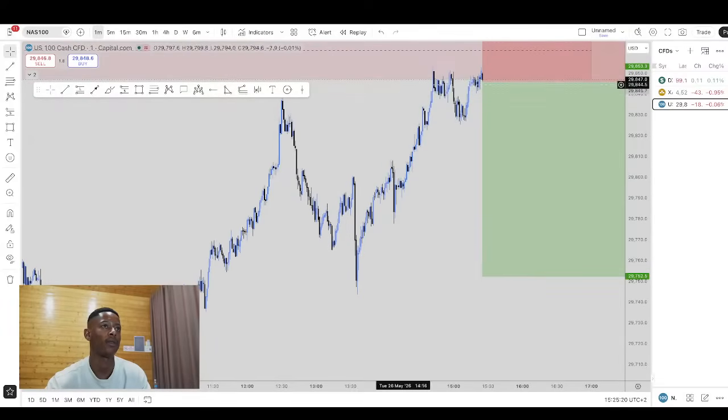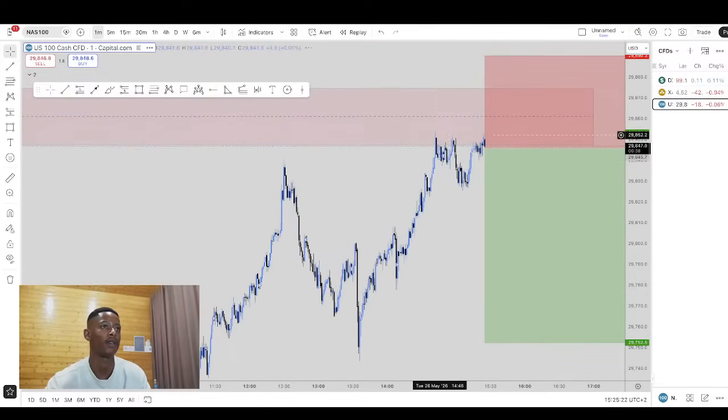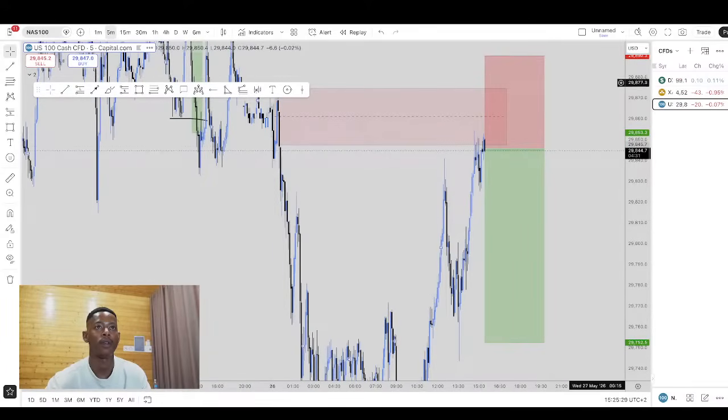Okay, because right now what I'm seeing is we are at this first touch, second touch. It's more like a double top position. So yeah, let's go for it. Let's just see. Let me look at gold.